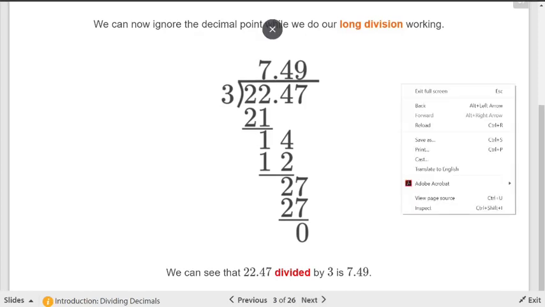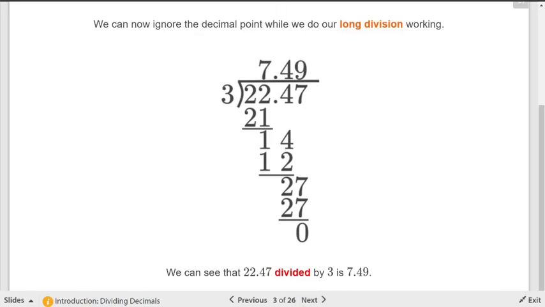So you'll see here they've done an example. The 22.47, they moved the decimal straight up. Then they said 3 goes into 22 how many times? 7. 3 times 7 is 21. They didn't show the subtraction, I'm a little disappointed in them. 22 minus 21 gives us the 1. 3 goes into 14 how many times? 4. 4 times 3 is 12. Subtract 14 minus 12 gives you that 2.